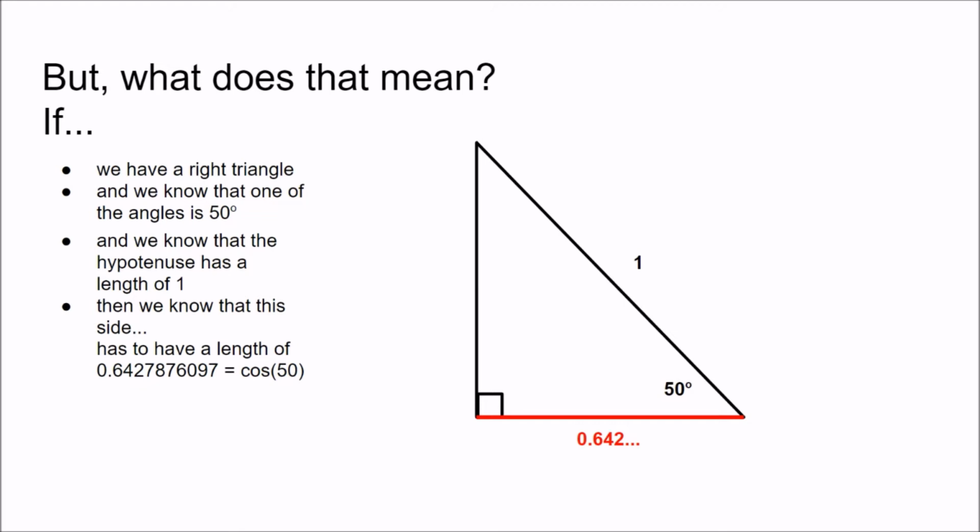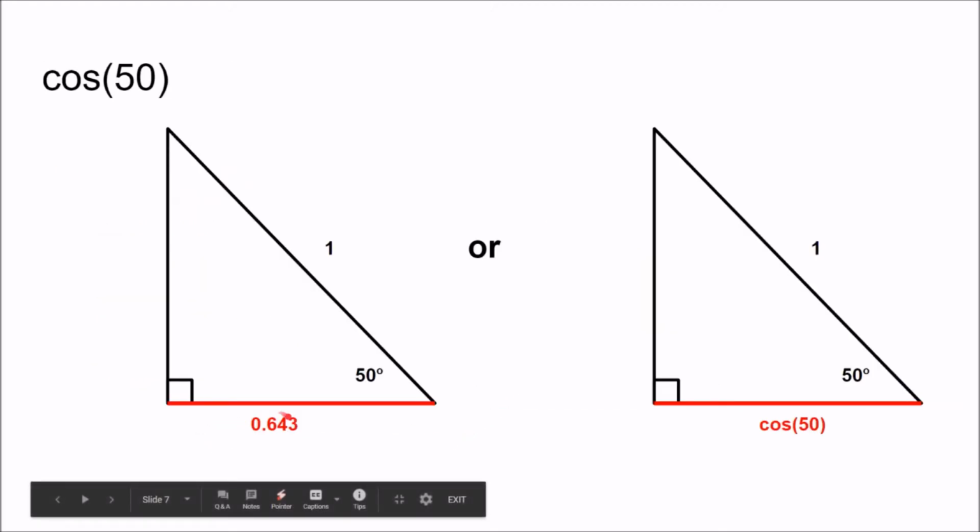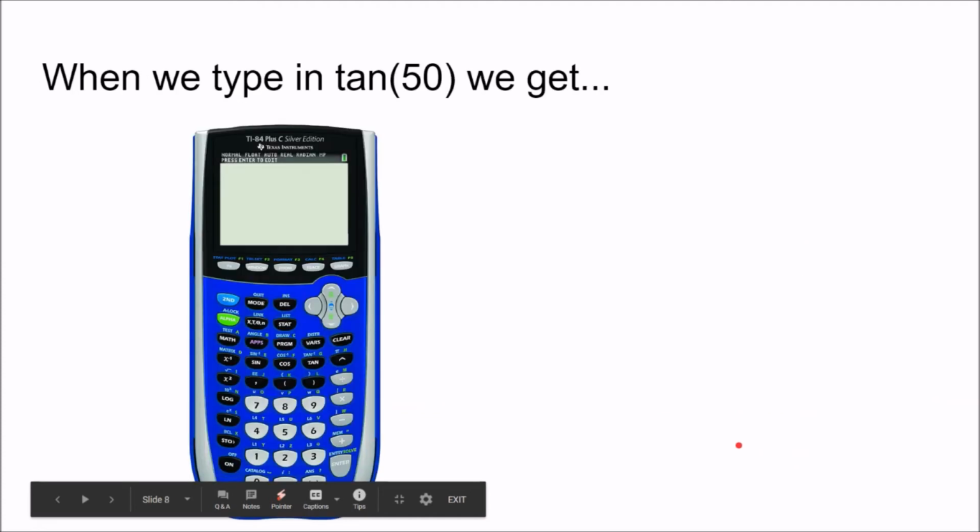Now if we look at them side by side, again, we can have the decimal value, which I rounded to 0.643, or we could just call it the cosine of 50 because that is the decimal value. Tan of 50 is similar. Tan is right down here. Now we get 1.19 and on and on and on.